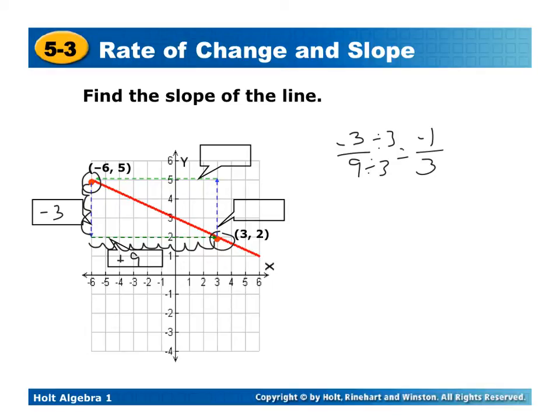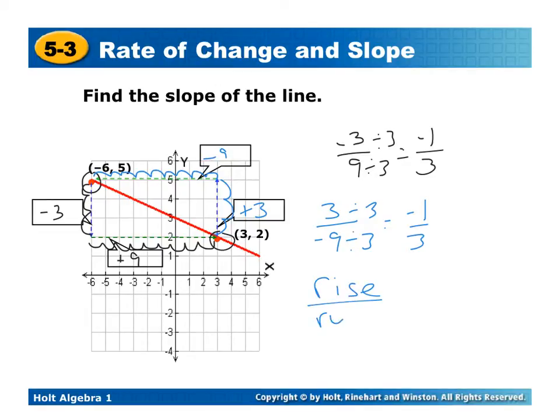Now, if you'd started with the other point, we'd still do the same thing, 1, 2, 3, but now it's a positive 3, and then 1, 2, 3, 4, 5, 6, 7, 8, 9, going negative 9. So I have positive 3 over negative 9, which would still divide the top and the bottom by 3, and I would still end up with negative 1/3. So remember, we're always looking at rise over the run, and it really doesn't matter which way we go as long as you are consistent.